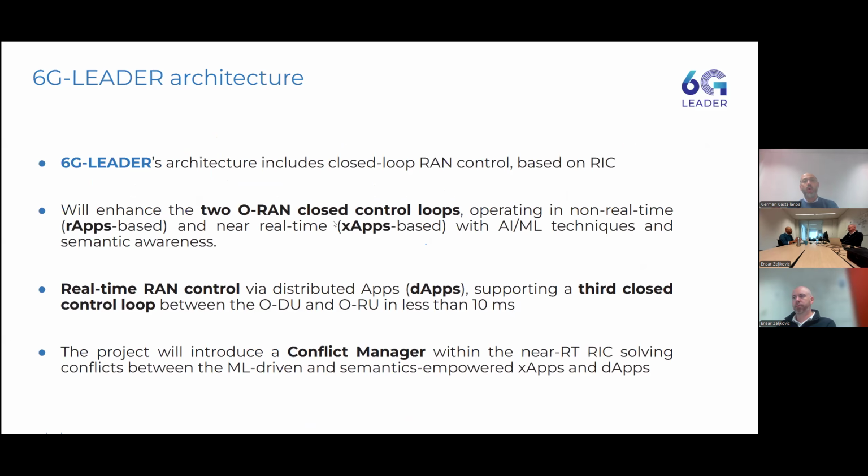So the typical 2 O-RAN closed loops, that is the xApps and the rApps. And they're going to bring the semantic awareness via the AI and ML techniques. Now we need to increment the velocity by bringing the real-time RAN control for these distributed dApps that are going to support a 3rd closed loop, that is the DU and RU in the 10 millisecond time frame.